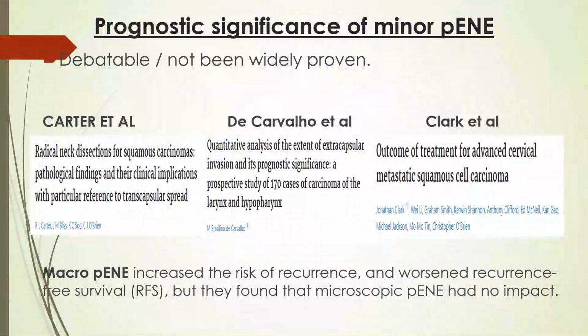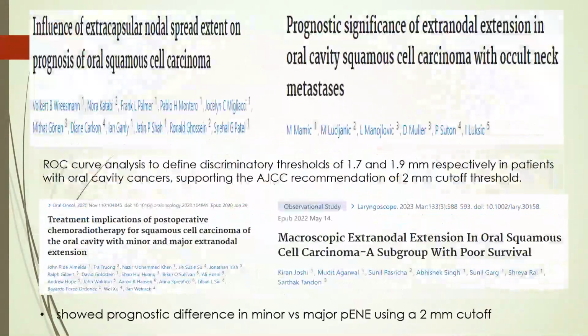So what is the prognostic significance of minor pathological ENE? It is still debatable and not widely proven. There are multiple studies like Carter et al., De Carvalho, Clark. All these showed that macroscopic, that is more than 2 millimeters, pathological ENE increases the recurrence and worsens the recurrence-free survival. But they found that microscopic, that is less than 2 millimeters, had no impact.